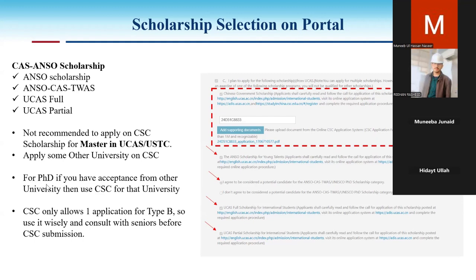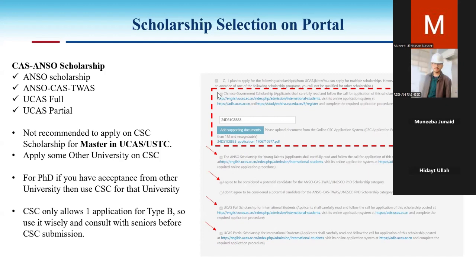For PhD applicants, if you have an acceptance from a university other than UCAS, and that university offers the CSC scholarship, then you should use your CSC application for that university. The reason is that CSC allows only one application for Type B. What is Type B? I will explain in the coming slides. So you have only one application allowed for CSC. Use it wisely and consult with your seniors before CSC submission.